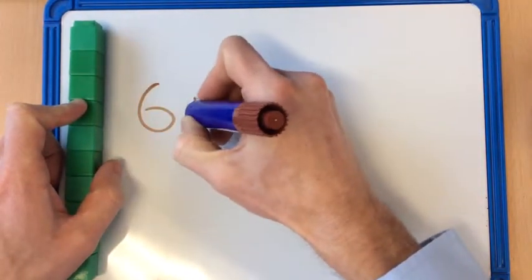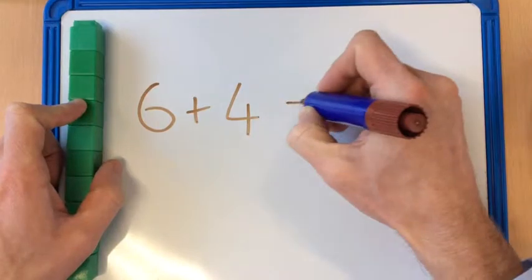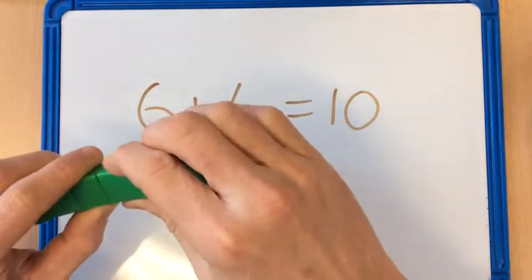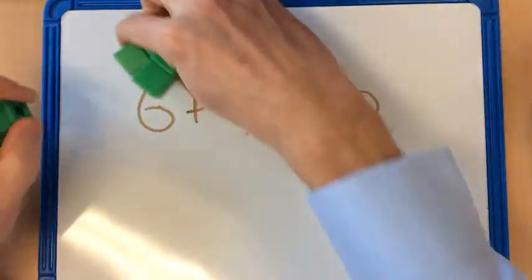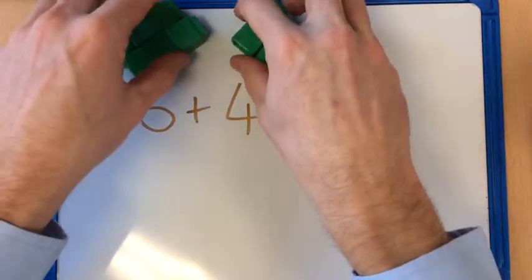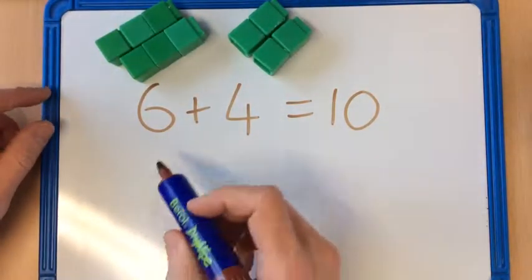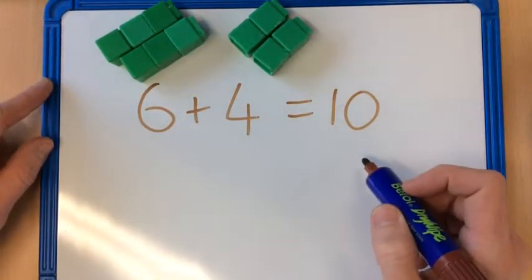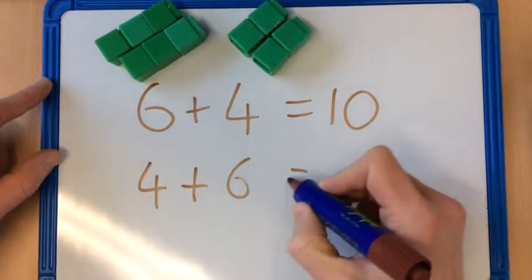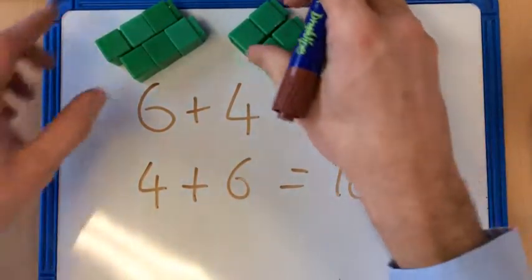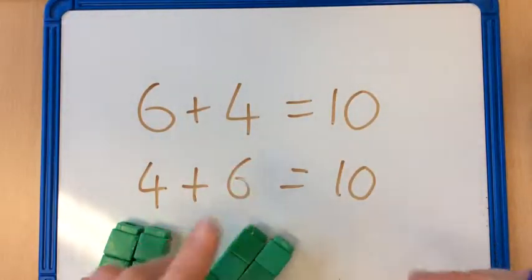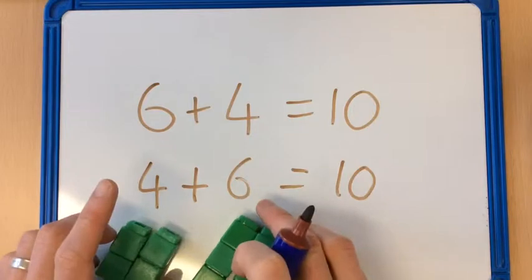So say my number bond was 6 add 4 equals 10. 1, 2, 3, 4, 5, 6. So here's my 6. Here's my 4. Now it doesn't matter if I do 6 add 4 to make 10 or if I do 4 add 6 to make 10. It gets my same answer. So 6 add 4, mince and tatties, or 4 add 6, tatties and mince. I get the same answer.